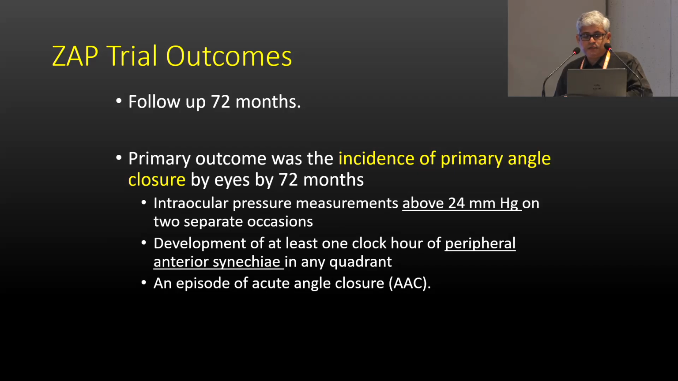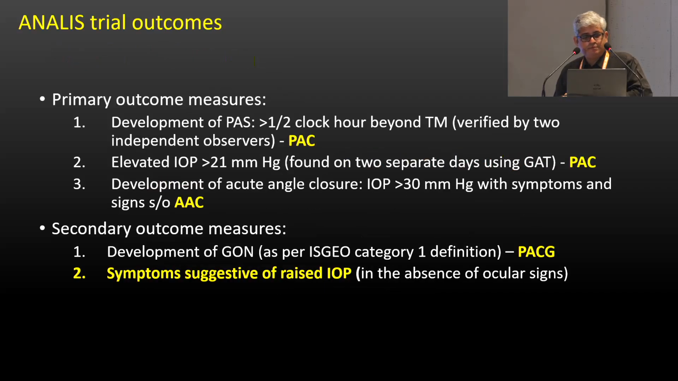So the primary outcome in the ZAP trial was IOP more than 24 millimeters of mercury, and peripheral anterior synechiae of at least 1 clock hour. So that is something slightly different from our definitions in India, where any PAS is considered. That is actually in the Vellore study also, that's the case. An episode of acute angle closure is also considered, and of course development of glaucoma, optic neuropathy was also considered. The primary outcomes were that more than half clock hour, this is the analyst trial, more than half clock hour, so that is a different thing.